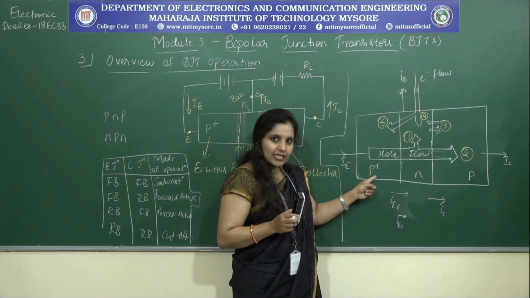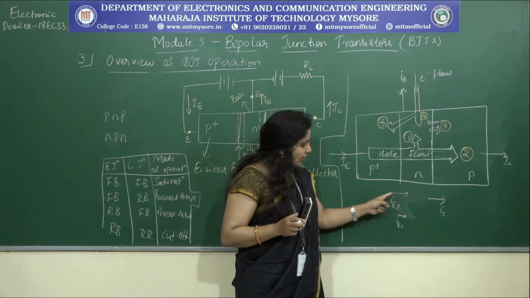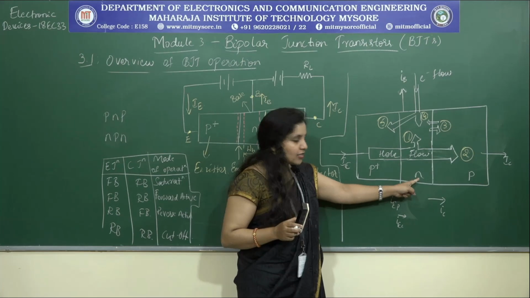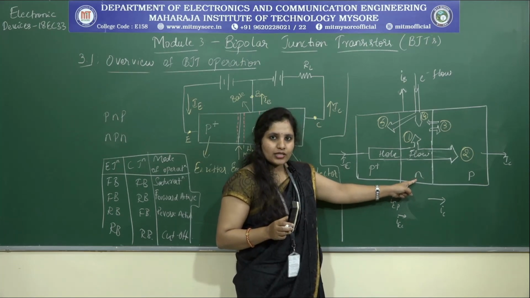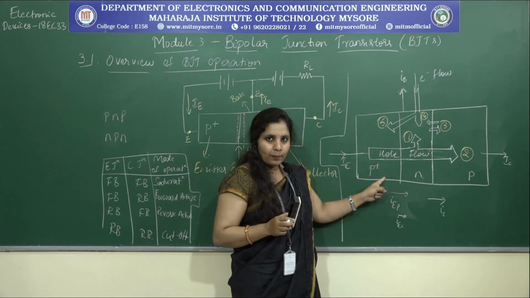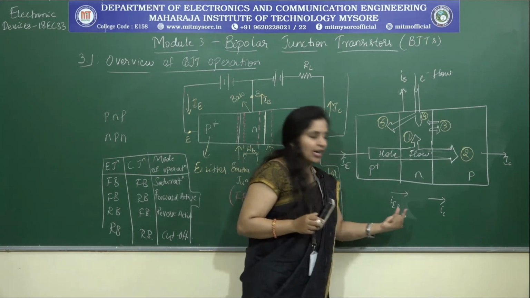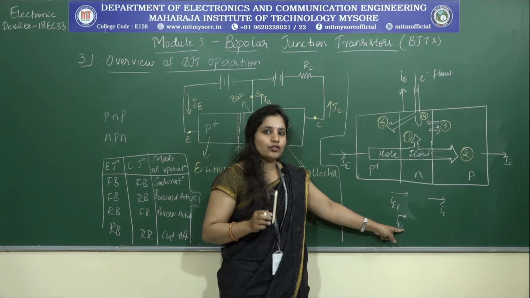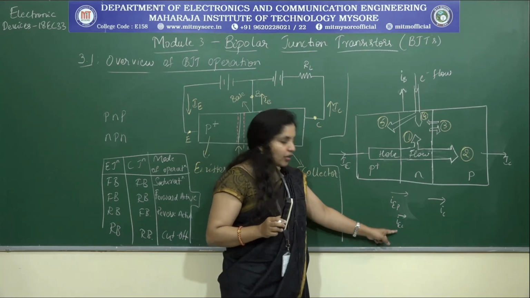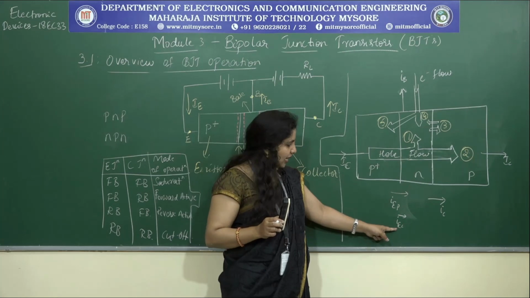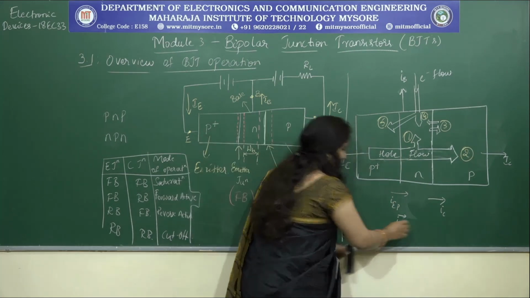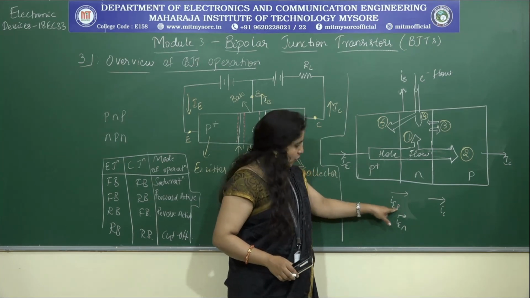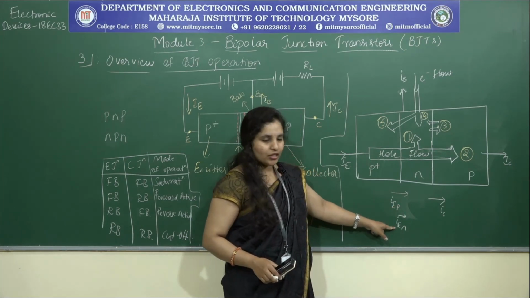Since we have the P plus region, more holes are there, therefore the arrow width is widened, whereas here, since it is narrowed down, fewer electrons are there which can diffuse into the P plus. As a result, I have reduced the size of the arrow. Both of these holes and electrons contribute to what? The emitter current. That's why I have represented it in this way. So this is IEN, which indicates the electrons, and the holes; both of them contribute to the emitter current.